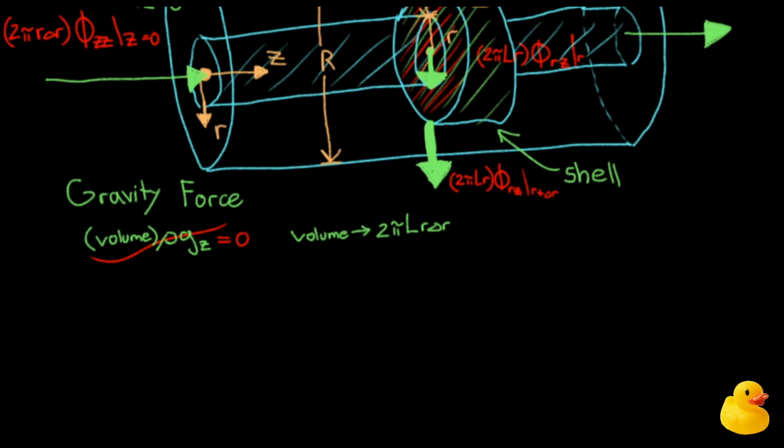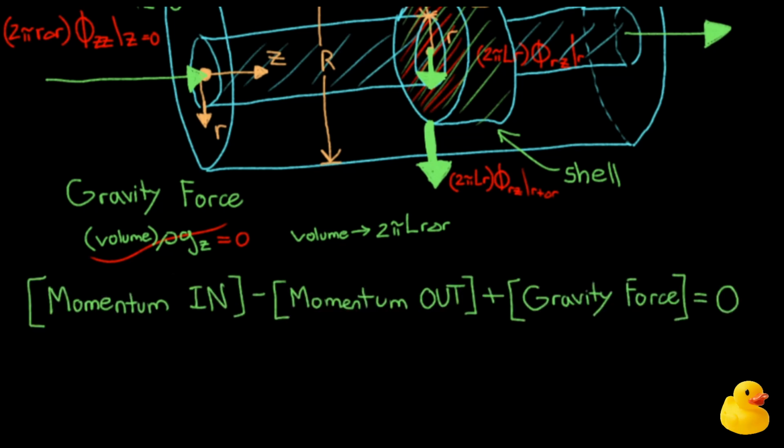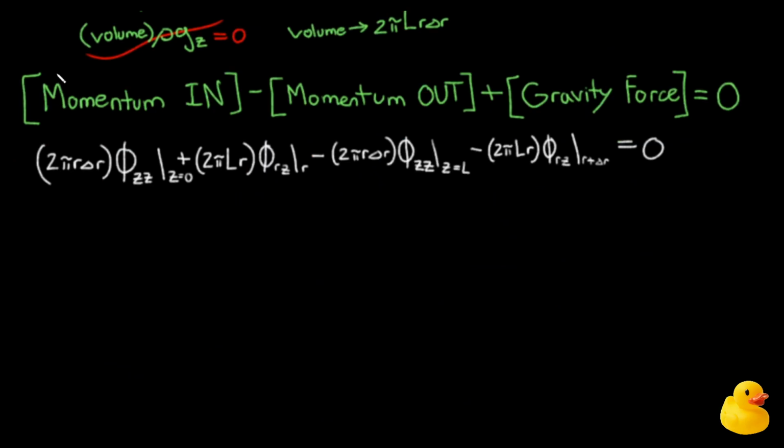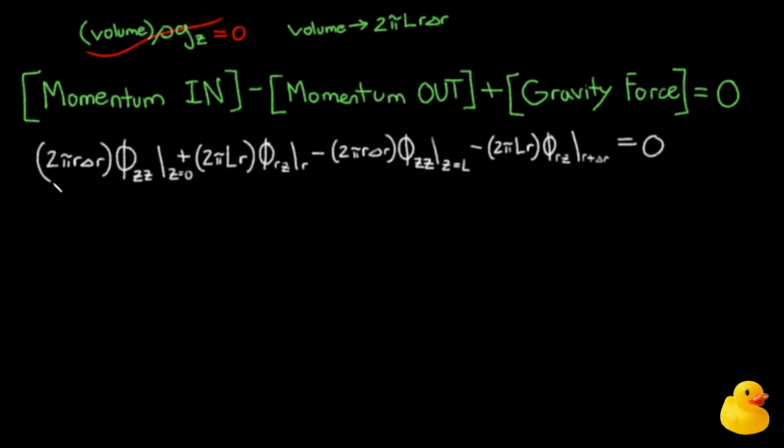So now that we have everything accounted for, we can calculate the entire thing. We have the momentum in minus the momentum out plus gravity force equals 0. So let's write down all the momentums we have gathered up. Okay, so now that we have everything written out, let's actually solve this so we can get our velocity distribution. Okay, now I'm going to separate the like terms.